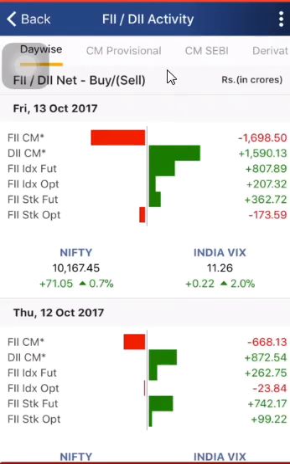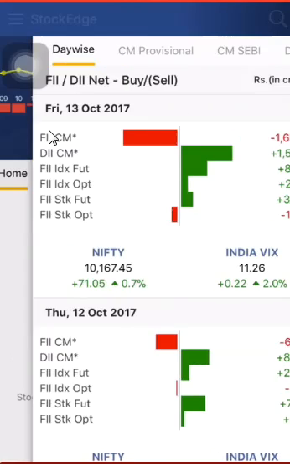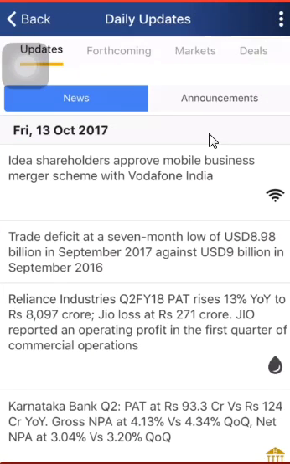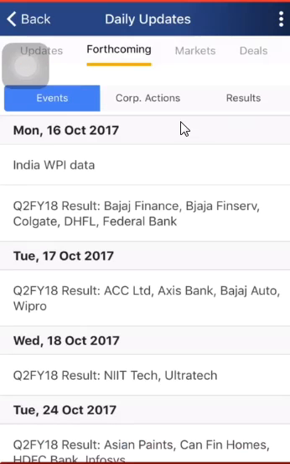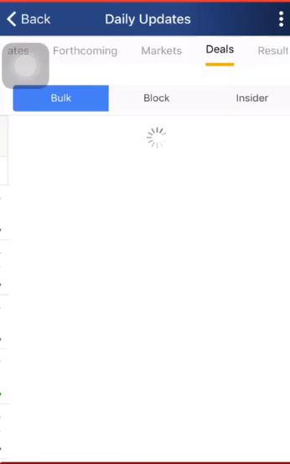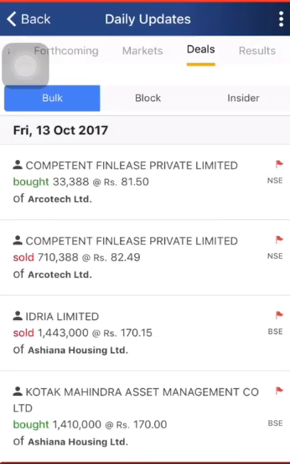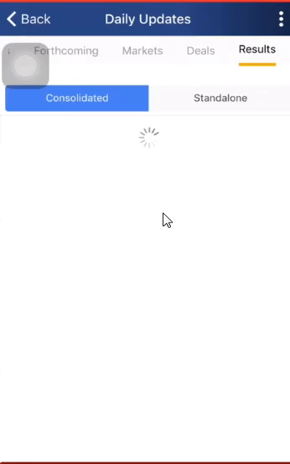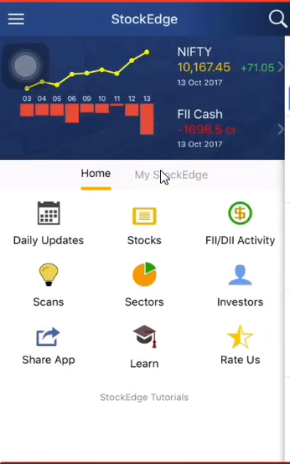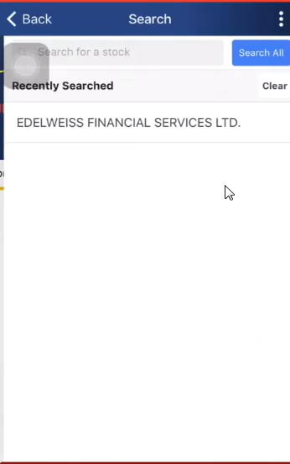So here is the FII activity, where you can see the amount that they have sold and bought, and then we have the daily updates. As mentioned, it lists all the news. Then we have the forthcoming news, what is going to happen. We have the different markets, we have different deals that have happened in that day by different investors. Then you have the results, the companies which have declared their results. So recently Reliance declared its results, so we have Reliance Industries, and below it was MCX.